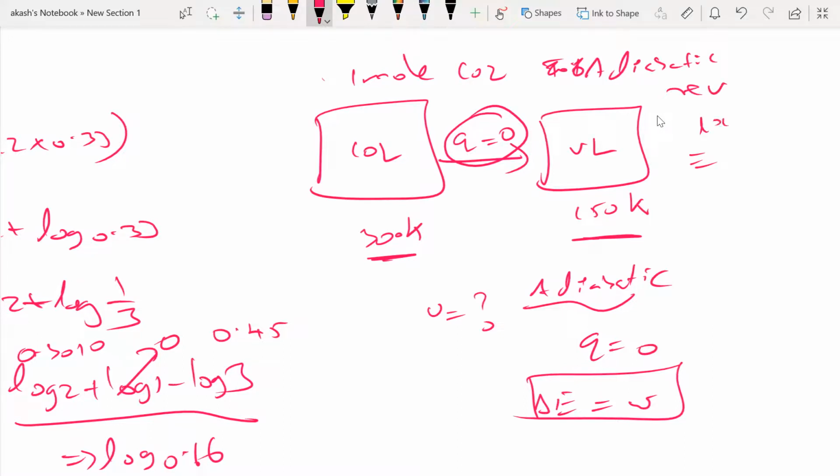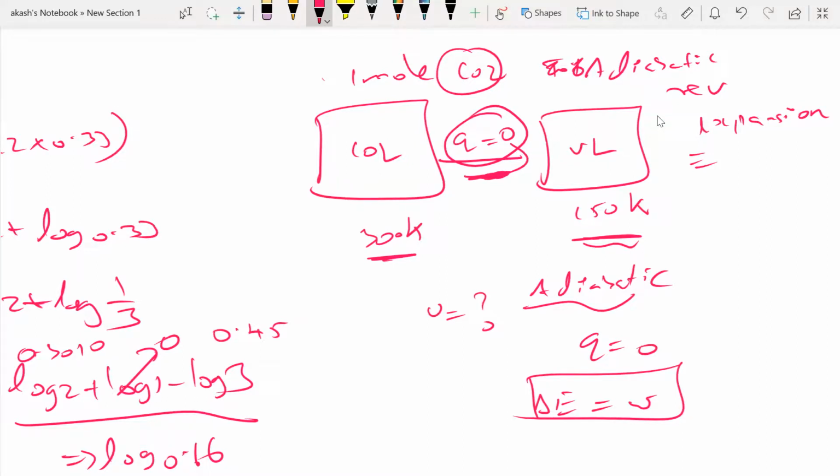reversible expansion. It is definitely going to be expansion only, because temperature is getting reduced. So you understand that it is going to be adiabatic reversible expansion of an ideal gas. You have to assume that CO2 is an ideal gas. Okay, CO2 is not an ideal gas, but you have to assume that it is. So whenever Q is 0, you have to understand that it is nothing but an adiabatic process.